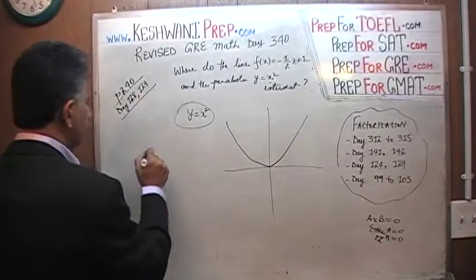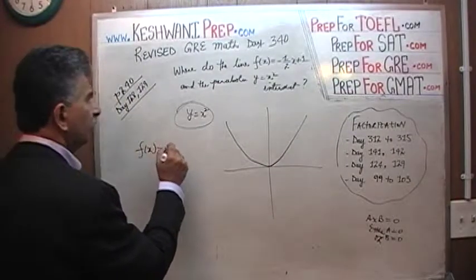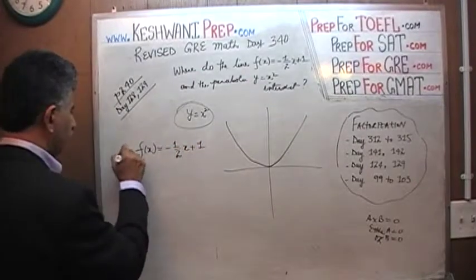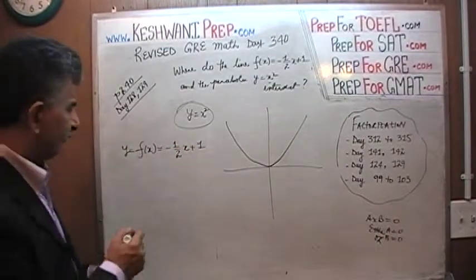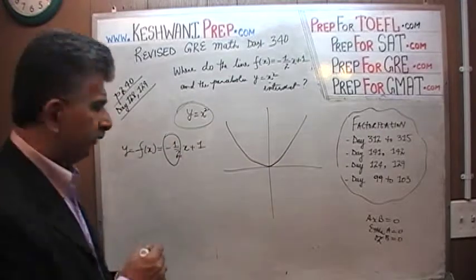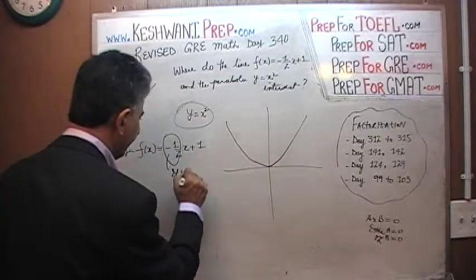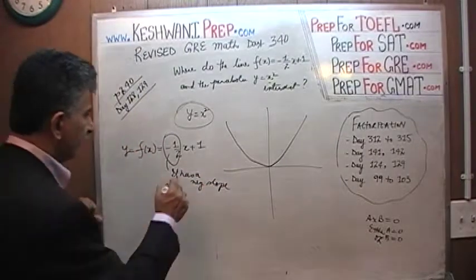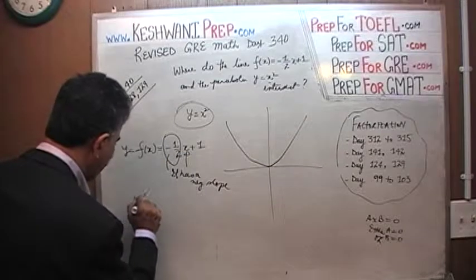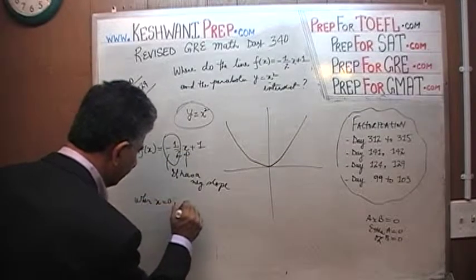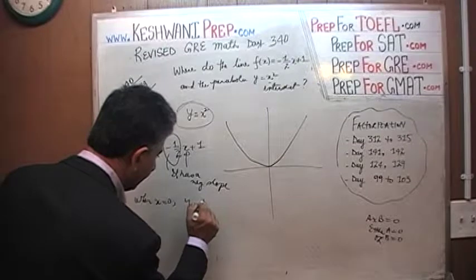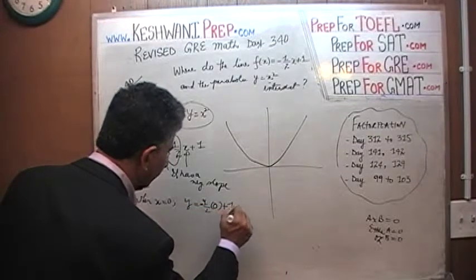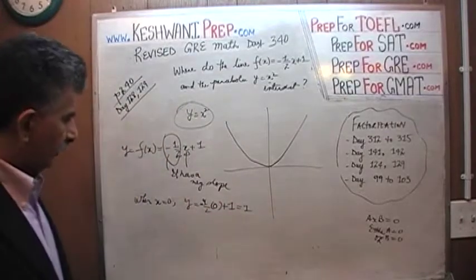If you look at the line, we are told that f of x equals negative 1/2 x plus 1, which of course is the value of y. First thing we notice is that the slope is negative. Second thing we notice is that when x is equal to 0, the y is going to be negative 1/2 times 0 plus 1, which is just 1.